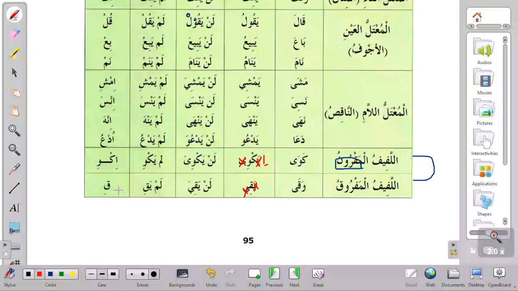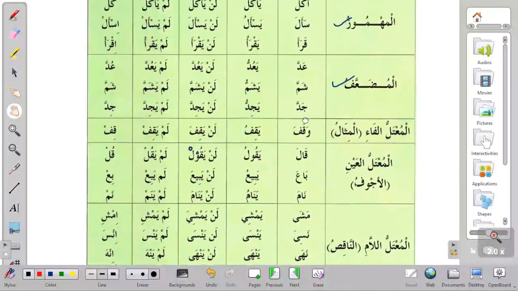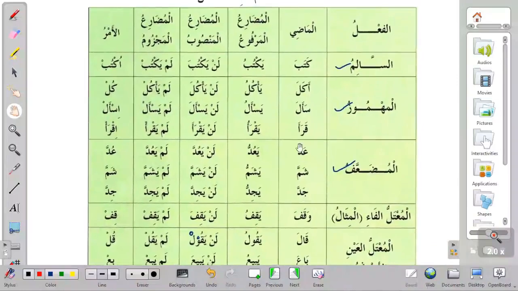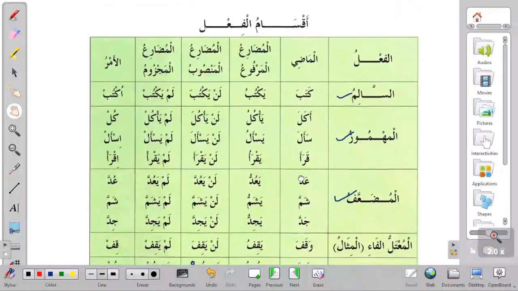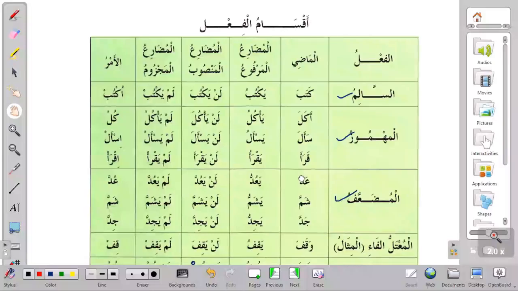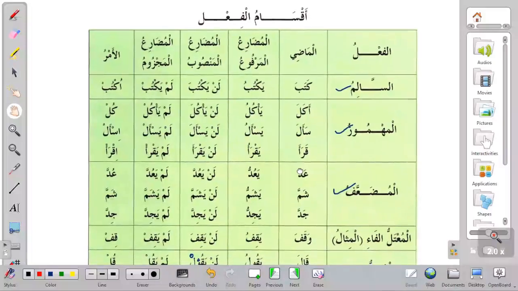Okay. So this is the end of this summarization of the verbs. Alhamdulillah Rabbil Alameen. Inshallah, we'll end this lesson here. Please try to go over it and revise it such that you will understand it very well, and then we will practice it more and more so that it will stick more.